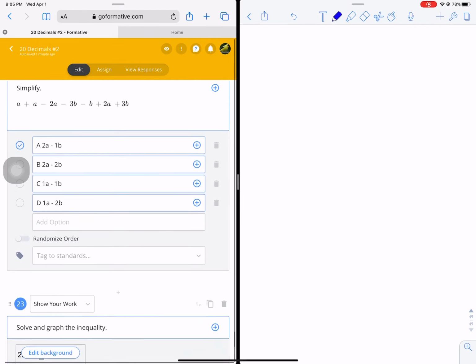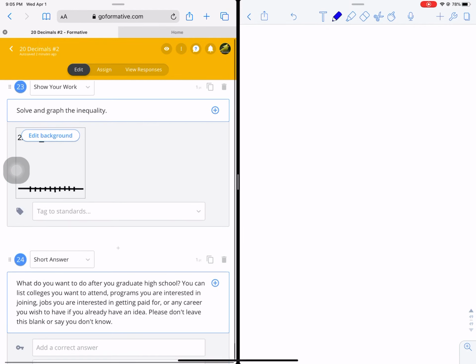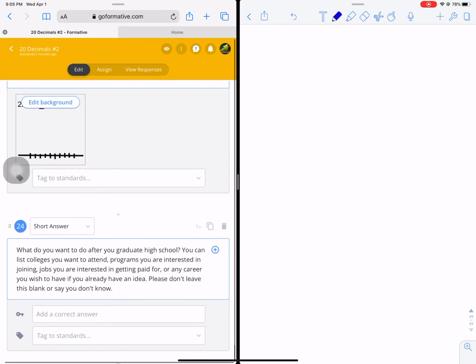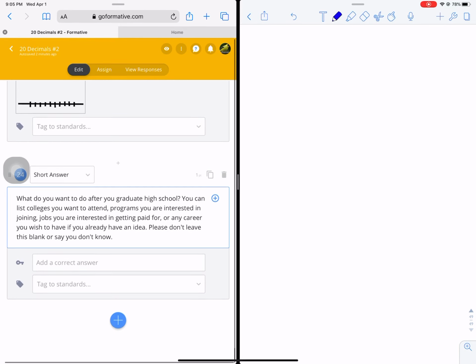And you guys can try that one on your own. This one is solve and graph. I did an example of that on 19 if you can see it. And the last problem here.